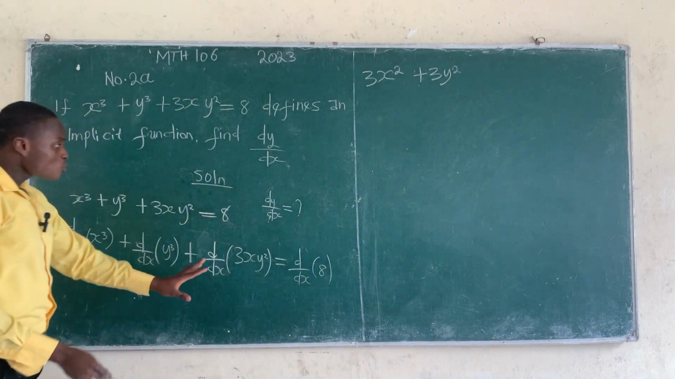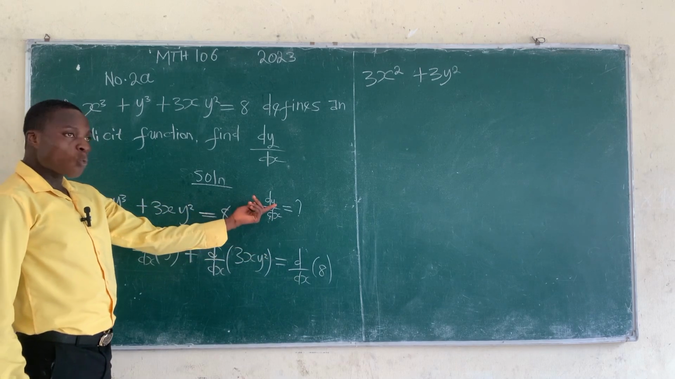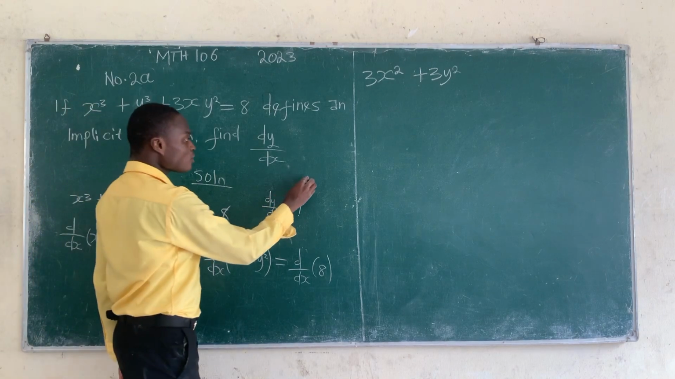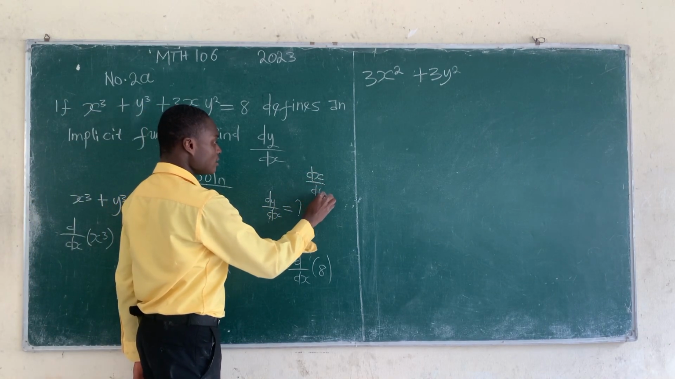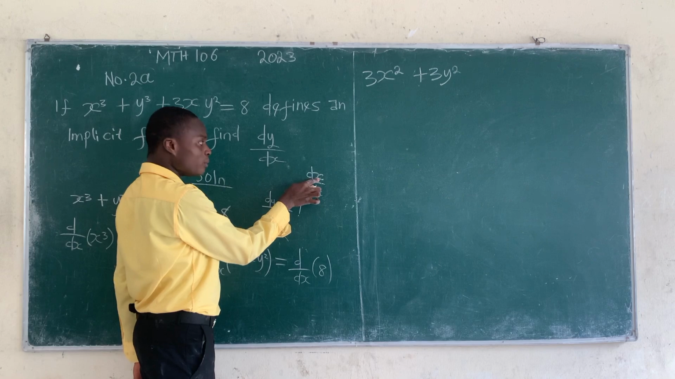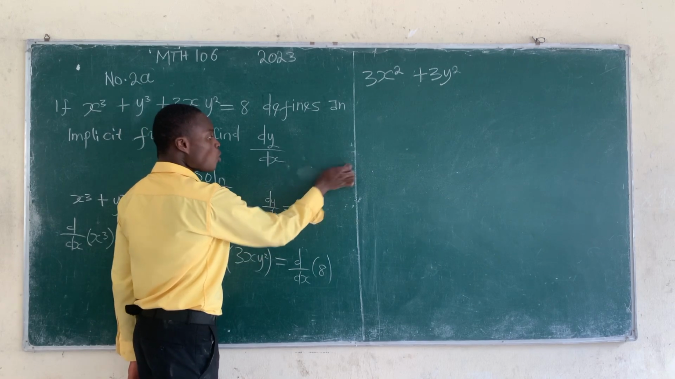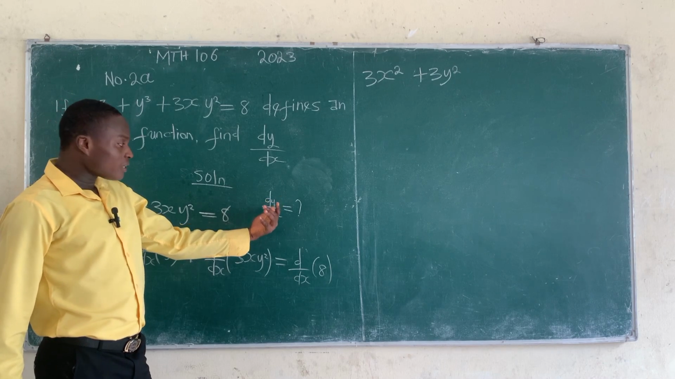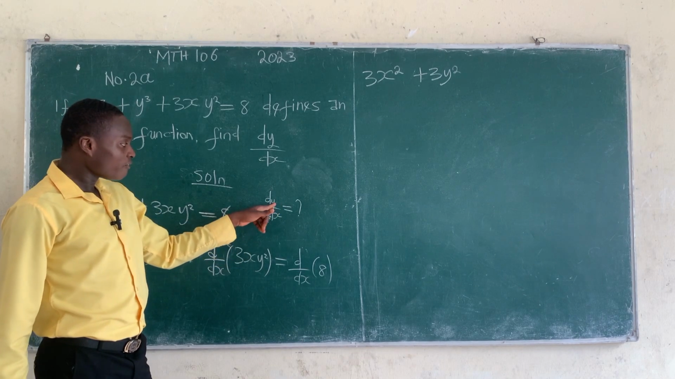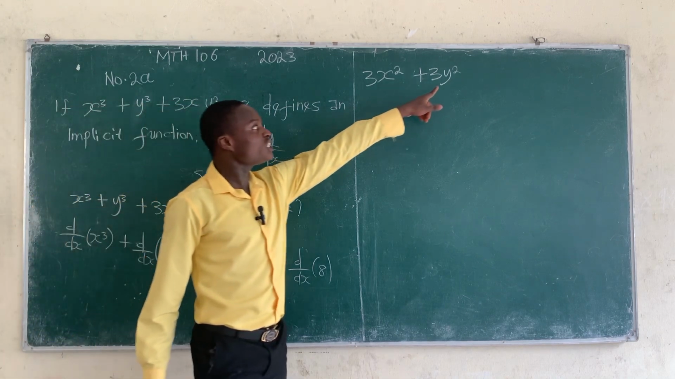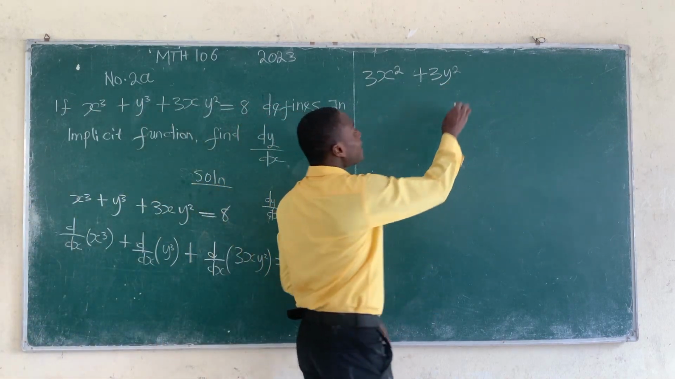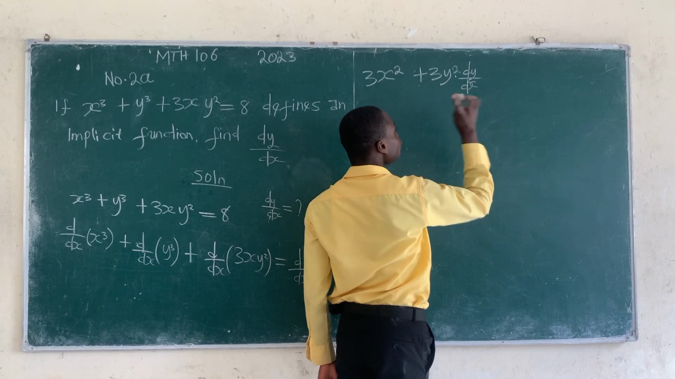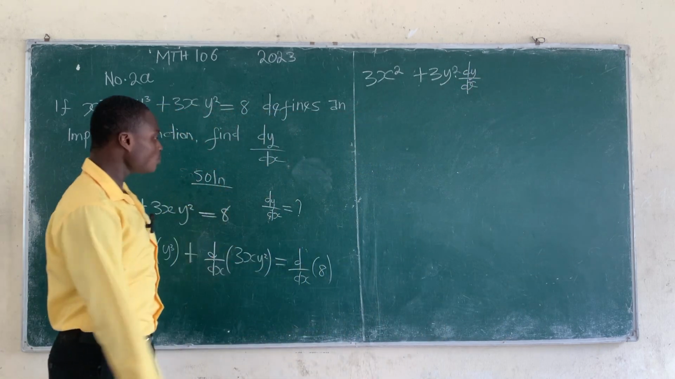But now, because we are asked to find dy dx, it means y is the dependent variable. Y depends on x. If you are asked to find dx dt, it means x is the dependent variable. X depends on t, and so on. So since we are asked to find the derivative of the dependent variable with respect to the independent variable, and the dependent variable here is y, and we are differentiating the dependent variable, we need to attach dy dx to it. We have to attach dy dx from the chain rule. Take note, from the chain rule.